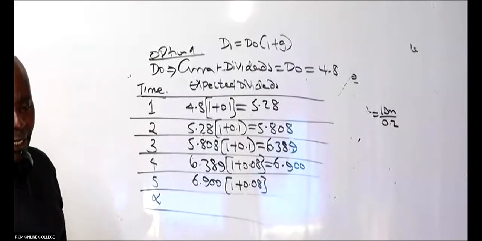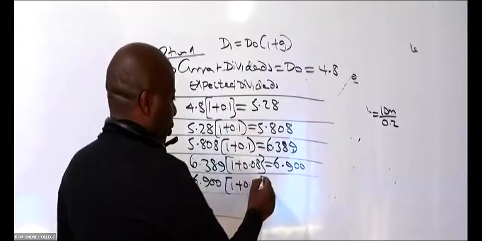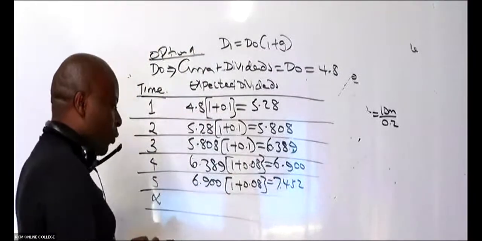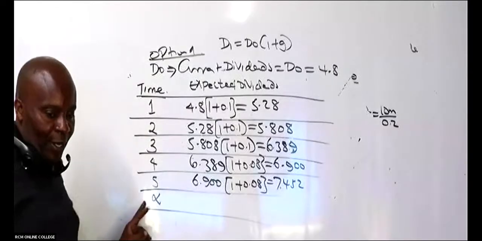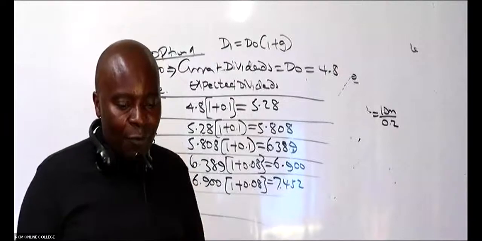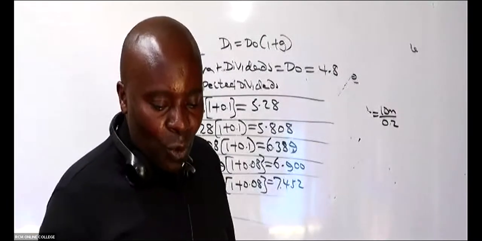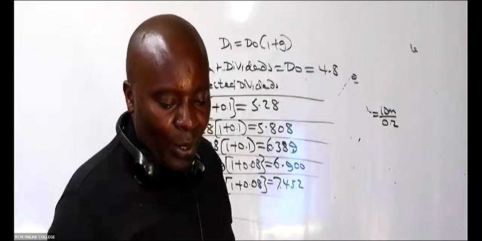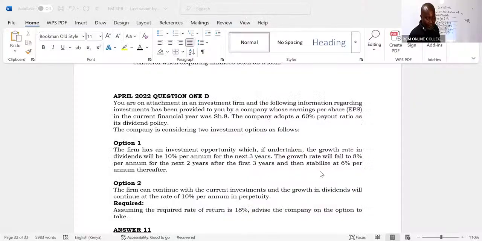So Joanne gives me 74.52. Ladies and gentlemen, from there now we go to what we are calling infinity, because they have told us thereafter, we are going to have a perpetual growth rate, and then stabilize at 6% per annum.